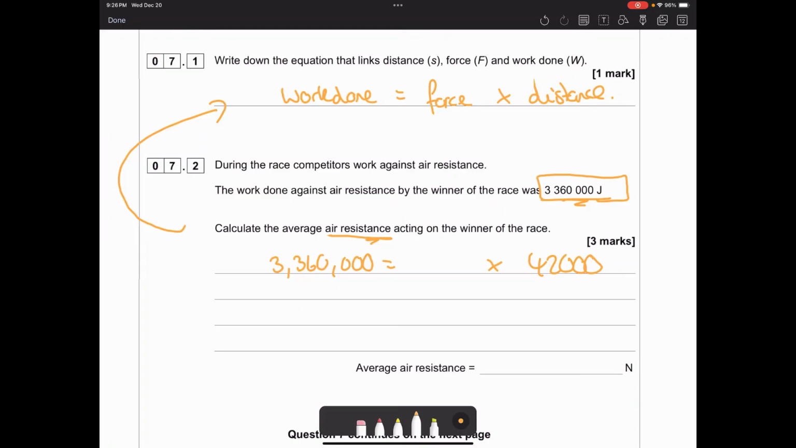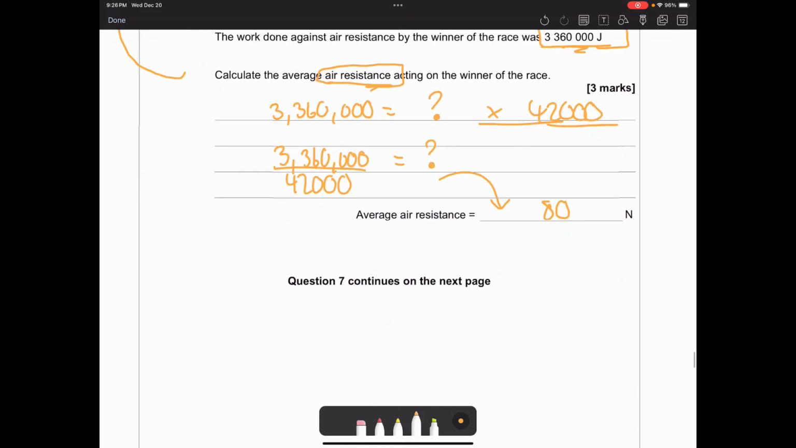Okay, now we are then calculating the average air resistance, and air resistance is a type of force. So that is 1 mark by getting to that stage. You then rearrange it. So calculating air resistance, instead of timesing by 42,000, you would do 3,360,000 divided by 42,000 equals our question mark. If you do that, that would then give you an answer of 80 newtons.